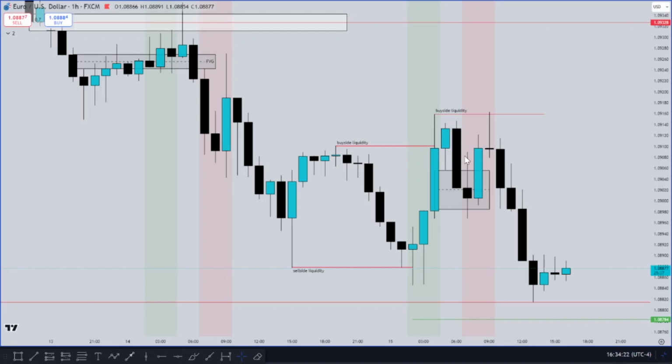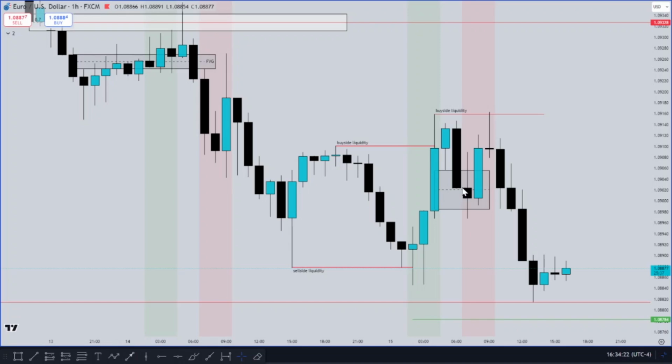Before 7 a.m., price traded higher, took out the buy side liquidity, left a fair value gap. Here's the fair value gap. Price left the fair value gap. Price retraced into the fair value gap before the 7 a.m., but price stayed above the mid-range of the fair value gap, the consequent encroachment level. Price stayed above it.